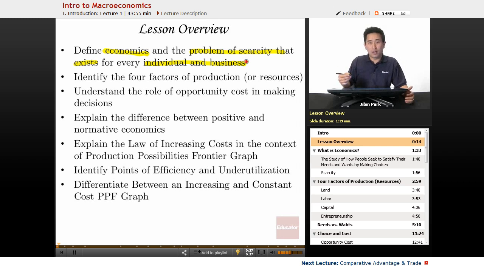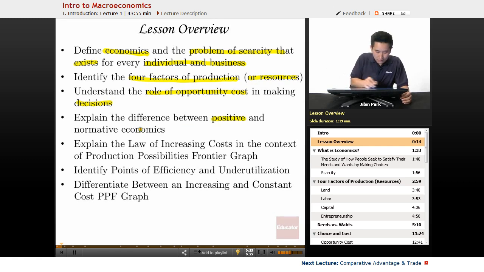In macroeconomics, as we go further into the course, we're going to deal with issues like inflation or unemployment. But before we get into that, we have to deal with the more foundational problems of economics. We're going to identify the 4 factors of production or resources, and understand the role of opportunity costs in making decisions. Opportunity cost is one of the things that really has to be learned inside and out in order to progress in this course.